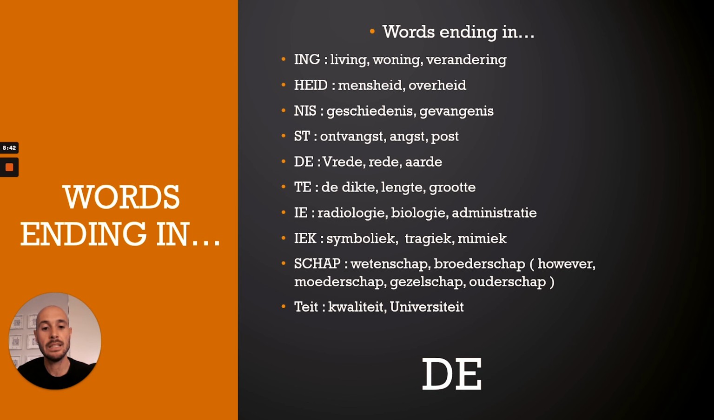And then words which are ending in schap, so wetenschap, broederschap, so science, brotherhood. However, this one is not as watertight as I want it to be, because motherhood, moederschap, fellowship and parenthood are with het. So moederschap, gezelschap and ouderschap are with het. And then words ending on teit, kwaliteit, universiteit, quality, university will also be with de. I know these ones are not as straightforward. Please, don't try to learn them by heart, but use them as an indication in order to help you find the correct article.